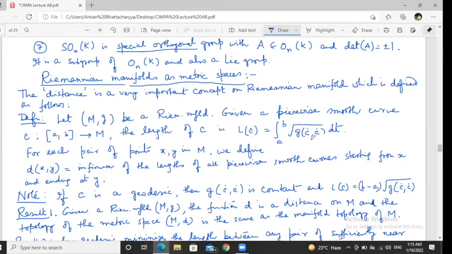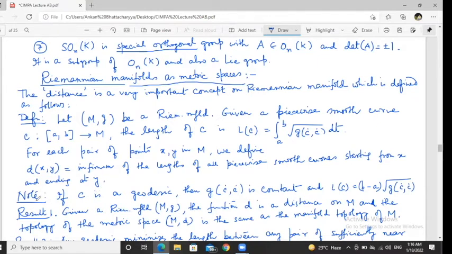So this is the length of c. This is an important concept, and you know this one. Now, for each pair of points x, y in M, we define d(x, y) as the infimum of the lengths of all piecewise smooth curves. We are considering all piecewise smooth curves starting from x and ending at y, and taking the infimum of their lengths.